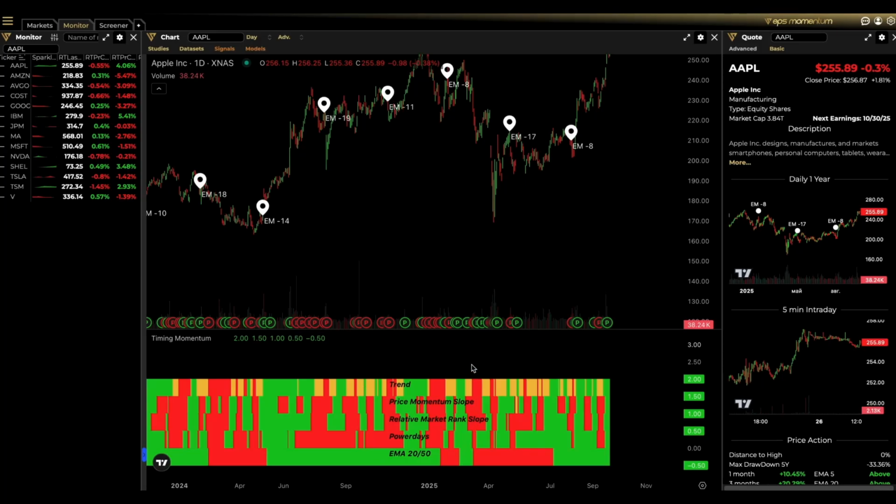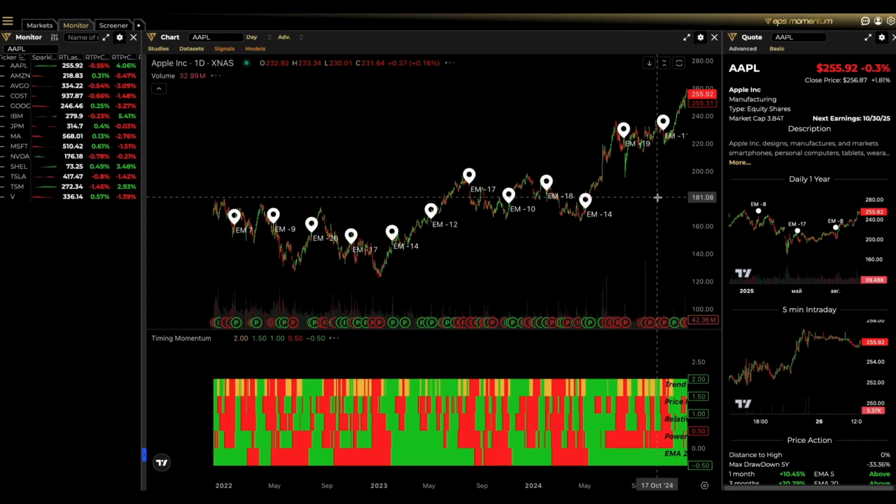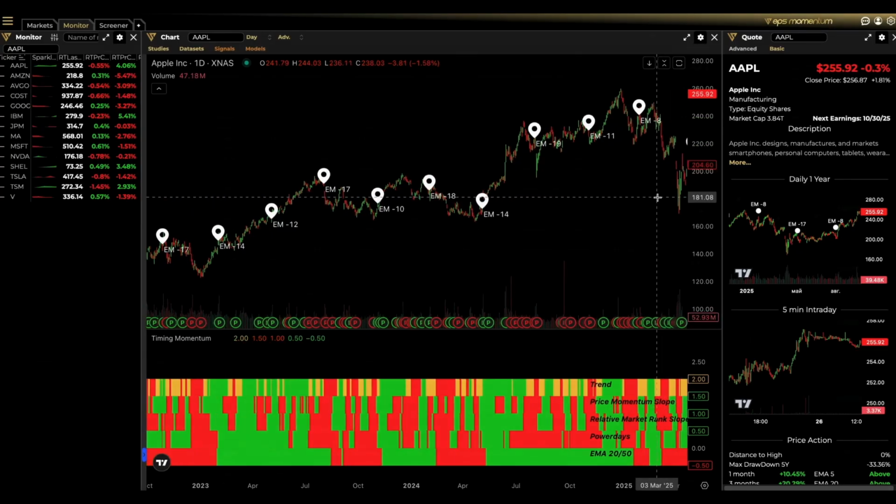So, timing momentum helps traders see the trend clearly. By combining all signals in one view, it shows when a stock is strong, weak, or uncertain. This makes it easier to find good trading opportunities and make confident decisions.